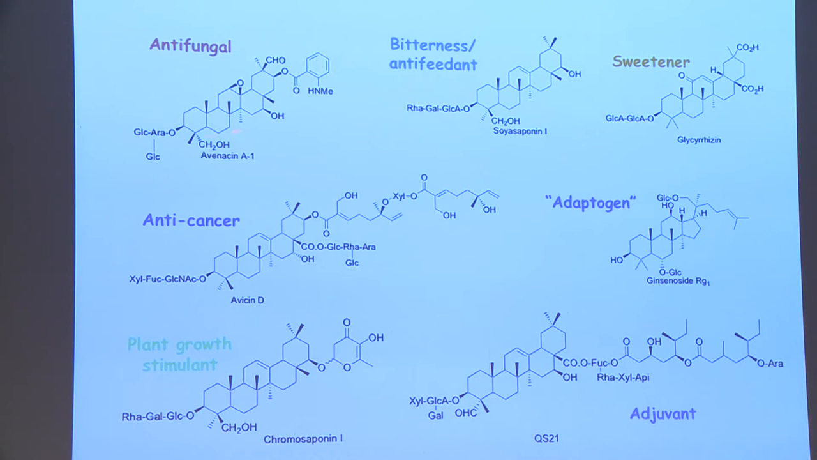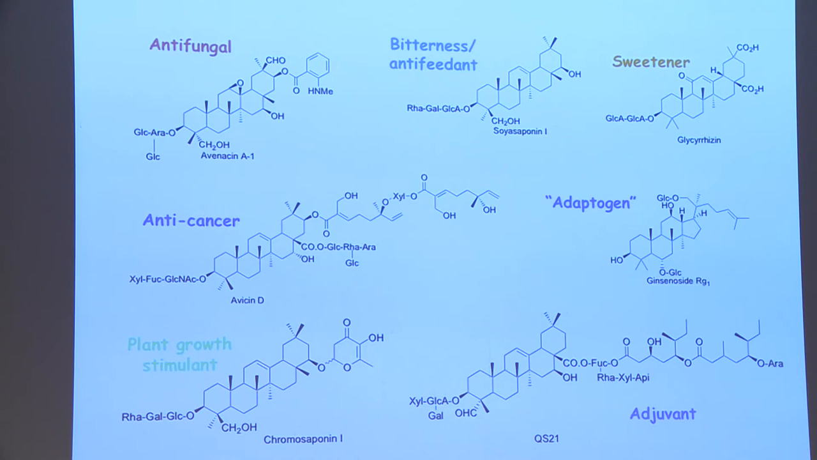And this molecule is produced only in the roots of oat, the genus Avena, and it's antifungal. It also is phytotoxic, so it's a natural herbicide. And then you can see down here we have another triterpene produced by P called chromosaponin 1. And this, instead of being phytotoxic, is actually a plant growth stimulant.